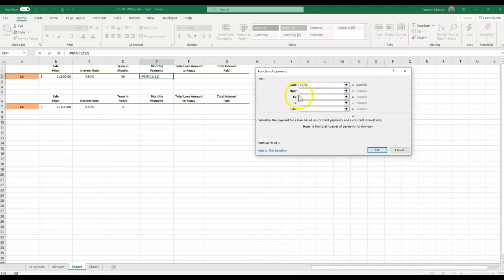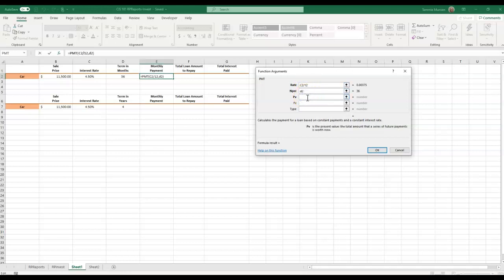Next, I'm going to click on NPER. This is the total number of payments that I'm going to make. Well, the total number of payments is found in cell D2. So again, I'm going to type D2 in that box. Remember, you guys have to use cell names, not values. So I didn't type 36 in here for the NPER.